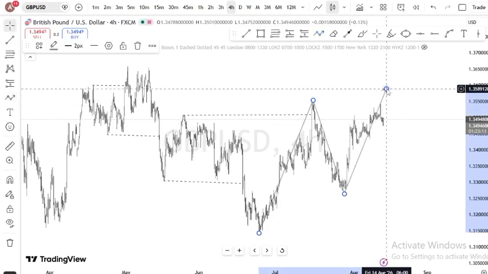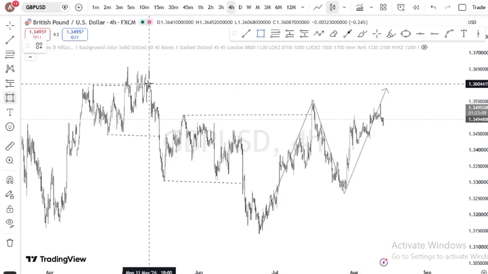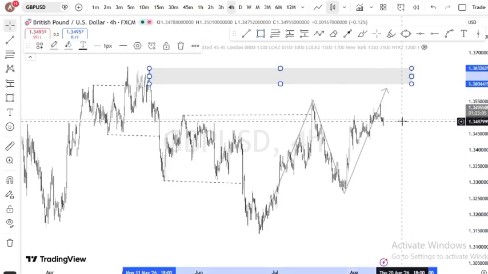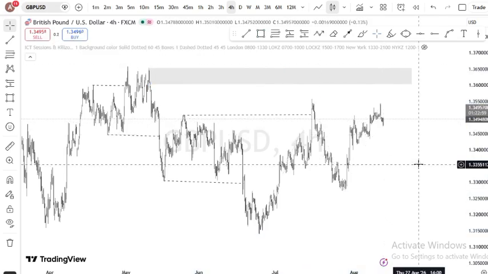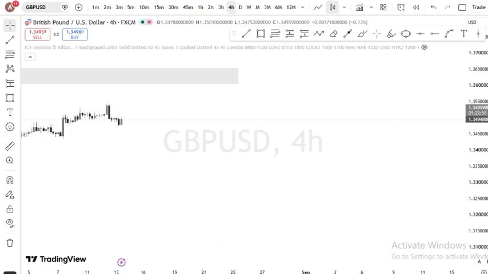So what I'm seeing here is GBP USD might probably be trading into the supply zone around here. So like I said, GBP USD is technically bullish and fundamentally bullish as well. So let's see what is currently going on here.